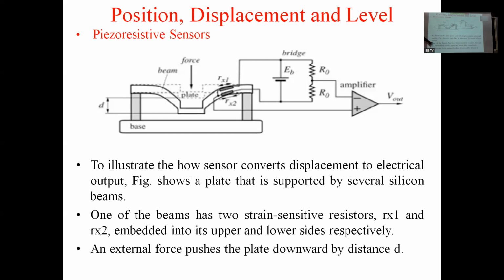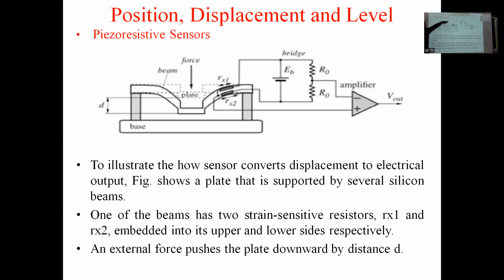See, one of the beam has two strain sensitive resistors. बघा सेम आहे. एका बीमला दोन स्ट्रेन सेन्सिटिव्ह रेजिस्टर यूज केलेले आहेत RX1 and RX2 which are embedded into the upper and lower side respectively. RX1 आणि RX2 दोन्ही embedded केलेले आहेत किंवा incorporate केलेले आहेत एका बीमच्या मेकॅनिकल स्ट्रक्चर मध्ये and external force pushes the plate downward by distance d.